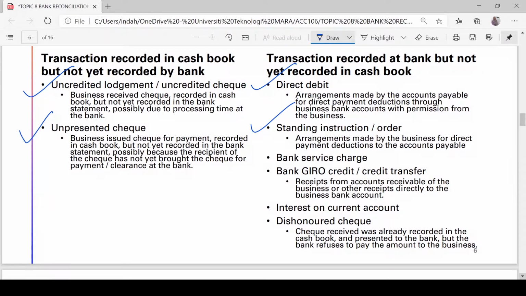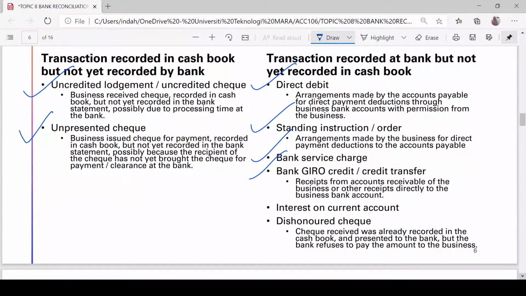Similar to direct payment deduction, sometimes we do have a credit transfer, meaning receipts of money from accounts receivable of the business or other receipts directly into the business bank account. Similarly, when you make an automatic deduction, at the same time there might be deposits from other businesses to your account. That is what we call bank giro credit, or credit transfer. This one also we wait for the bank statement to look for.